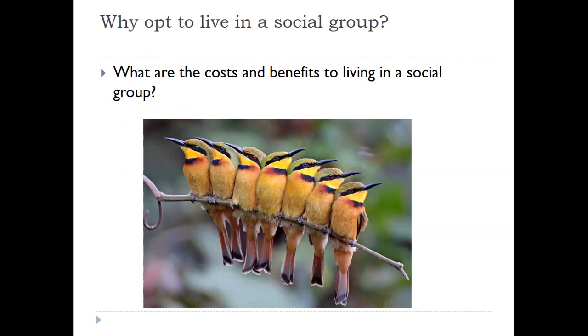So I know we're watching a video, but I would like you to kind of pause the video after I ask you this question. So why would one opt to live in a social group? And I think if we're going to identify group living organisms like these beekeepers that are shown in this picture, we need to figure out what are the costs and what are the benefits to living in this kind of a social group. So actually my suggestion is I'd like you to pause the video and then take a minute or two and try to jot down 2 or 3 costs and 2 or 3 benefits that could be associated with living in a social group. And some of that could be going back to discussions that we had earlier in the semester. So I'll pause here for a moment and allow you to pause the video.